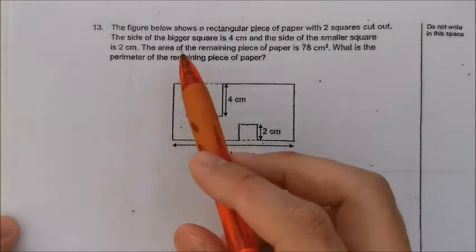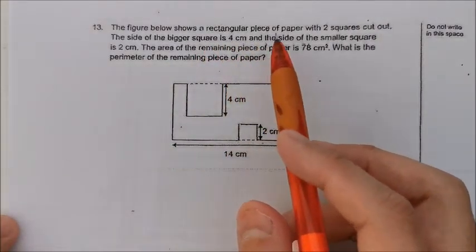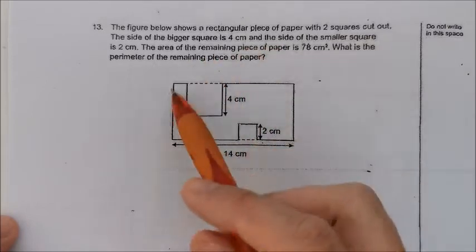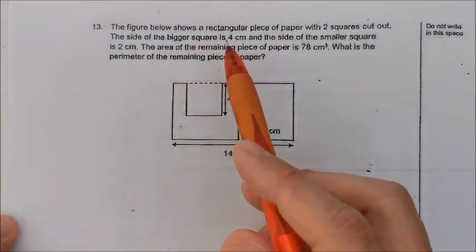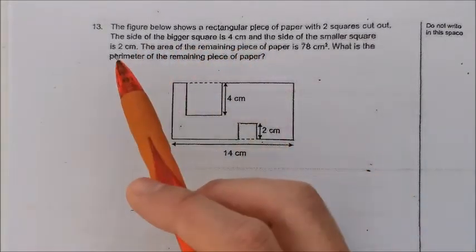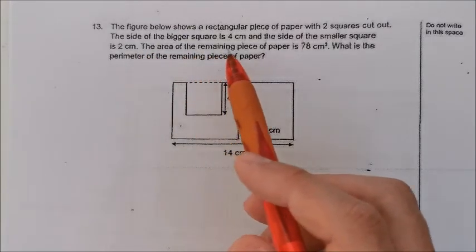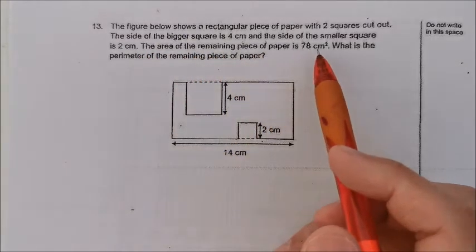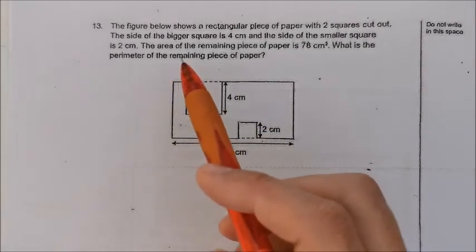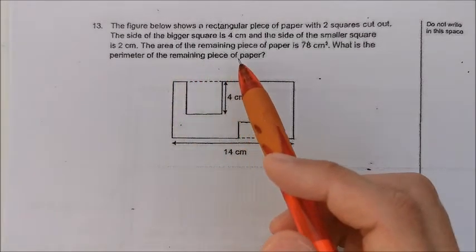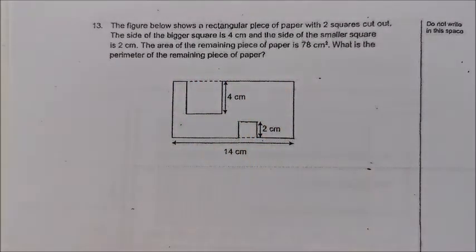Question 13. The figure below shows a rectangular piece of paper with 2 squares cut out. The side of the bigger square is 4 cm and the side of the smaller square is 2 cm. The area of the remaining piece of paper is 78 square centimeters. What is the perimeter of the remaining piece of paper?